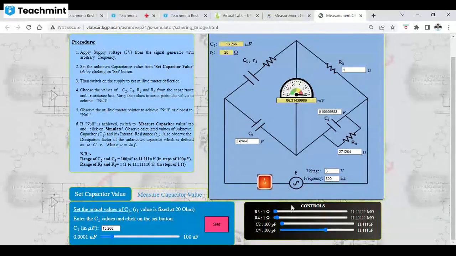Actually, setting the value from here, we are getting the null value. So we adjust the value, get the null value. You see here, this decreases.